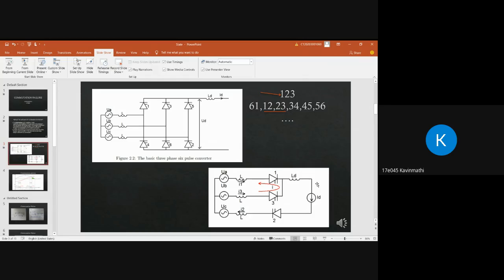But before 2 3 gets into operation, the output Id will be controlled by both of these thyristors. The current through thyristor 1 will be reduced and the current through thyristor 3 will increase. This process of decreasing the current in thyristor 1 and increasing it in thyristor 3, to shift from this sequence to the next sequence, is known as the commutation process.